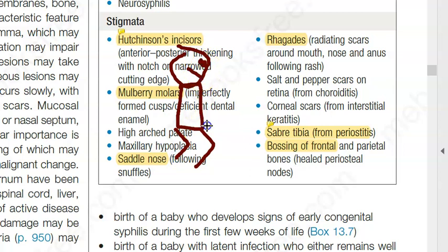Anterior bowing of the tibia. This should be the tibia. So the anterior bowing of the tibia, sabre tibia, in syphilis. Okay. Then bossing, frontal bossing. Frontal bone bossing can be there. This frontal bone bossing we have seen even in rickets, I feel.